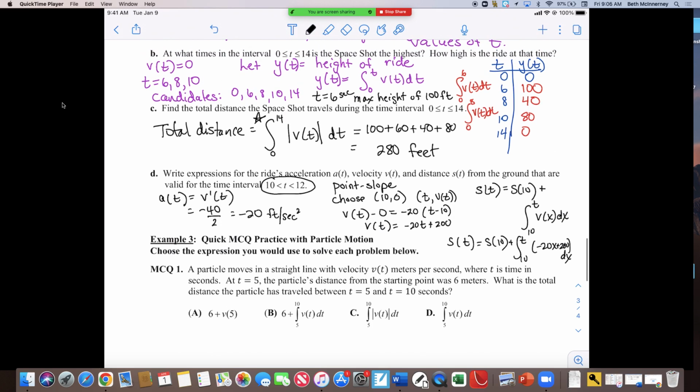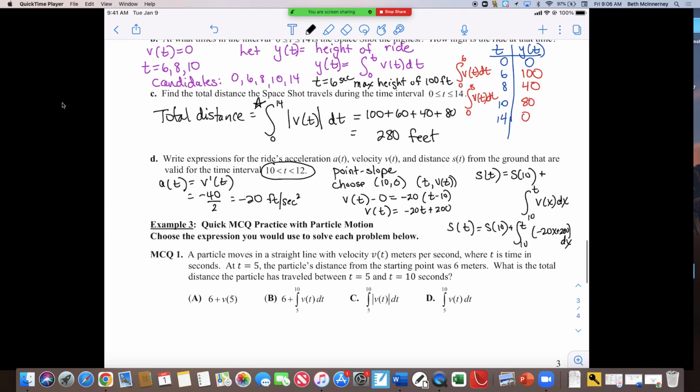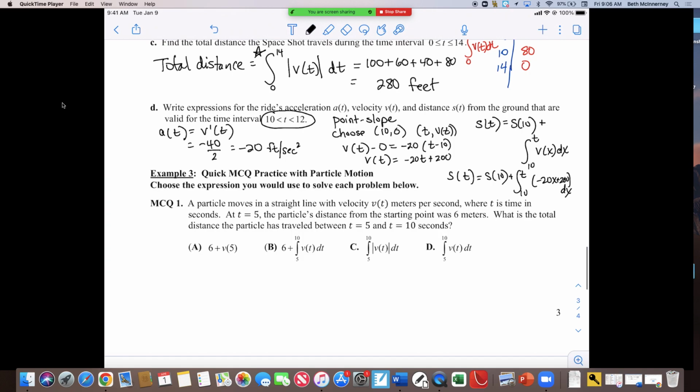All right, so this example 2 is outstanding practice for free response. Okay, free response style. This could be like a whole 9-point problem. All right, now I'm going to give you a couple of minutes, and I want you to try.